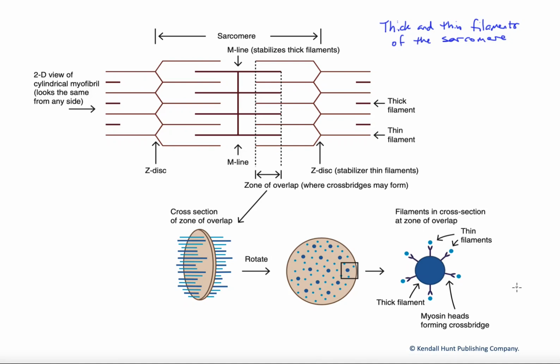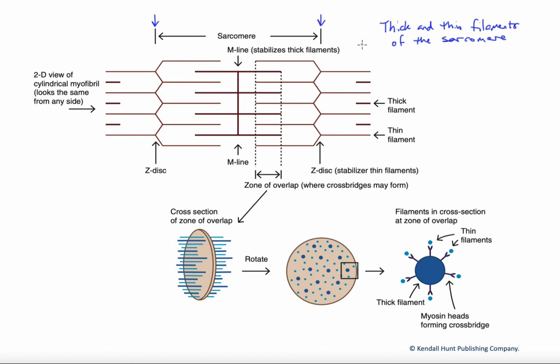In this figure, we're going to look at the thick and thin filaments of the sarcomere, as well as a few other proteins that form the sarcomere structure. And the sarcomeres, once again, are the contractile units. We show one being shown from Z-line or Z-disc to Z-disc.